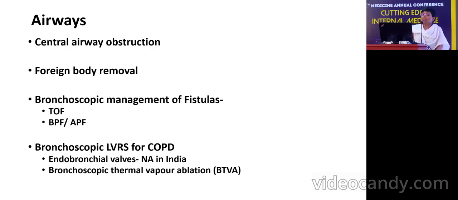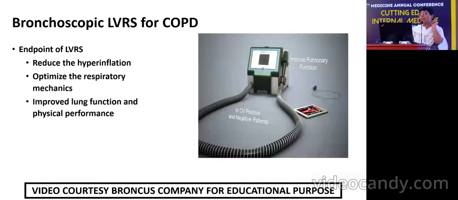Then there is bronchoscopic LVRS for COPD, which means lung volume reduction surgery, for COPD patients who have hyperinflated lungs, emphysema, and you have given the maximum medication possible, but still the patient is symptomatic. Then what is next? There are endobronchial valves, which are not available in India, but bronchoscopic thermal vapor ablation is available, not at our center, but it is there in Hyderabad. I will just skip this video, and if we have time, we will run through it so that you know how we do it. It's nothing.